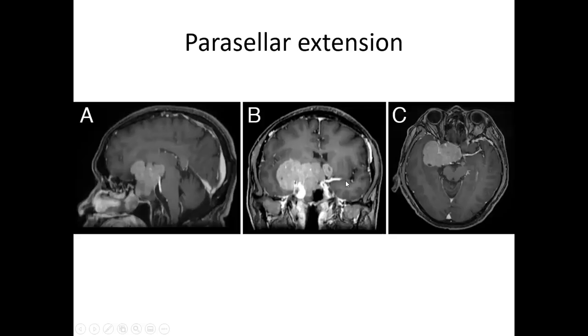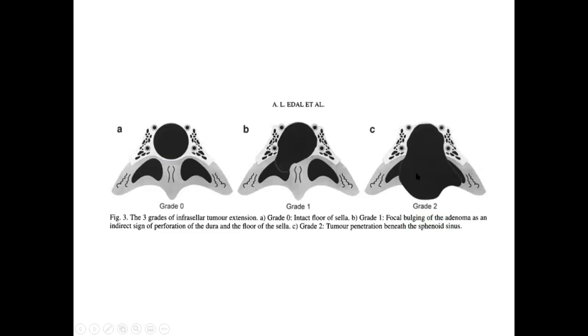This parasellar extension you can see here, you can call it a grade 4 involvement. Another is intrasellar extension. You have 3 grades. Grade 0, intact floor of the sella, focal bulging of the adenoma as a sign of imposing on the dura of the floor of the sella. Then tumor perforation into the sphenoid sinus going downwards. You may see it hanging from the floor. It is a grade 2.